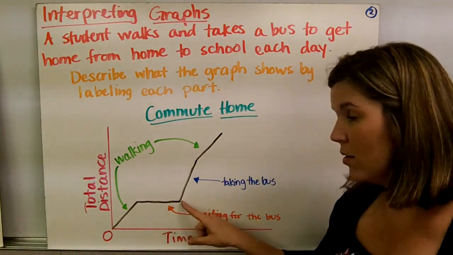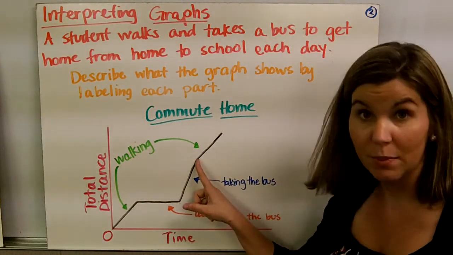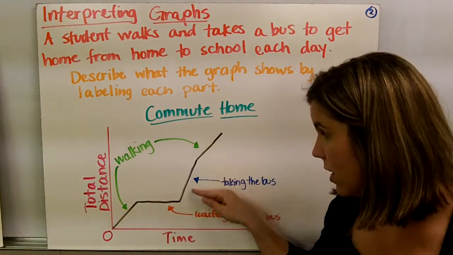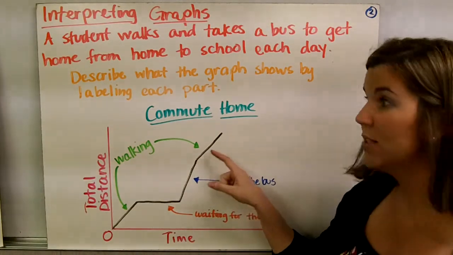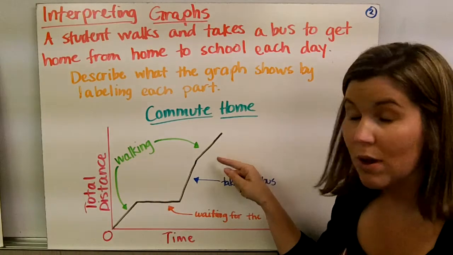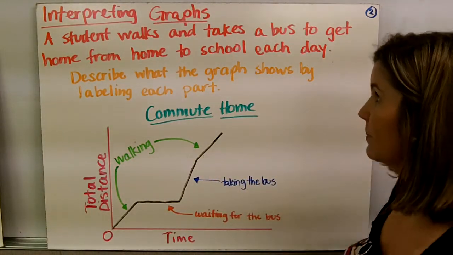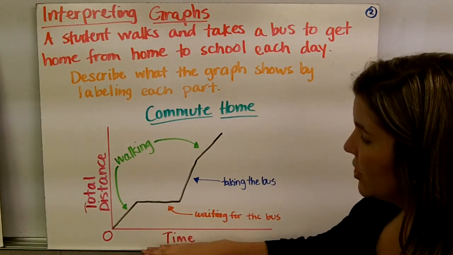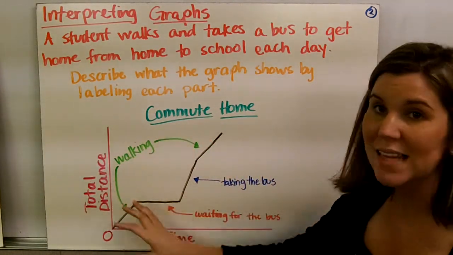Then when you get to the bus stop, you're waiting for the bus. Then once you get on, the bus travels a lot faster than when you walk. So this slope here is steeper than when you're walking. And then after you get off the bus, you walk to your house. So you have a speed, but it's not as fast as when you're taking the bus. So this is an example of how to interpret a graph. Not only do we need to know the time traveled and distance, but we need to know what is happening.